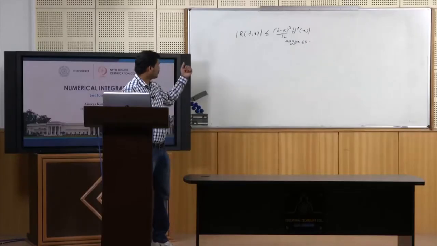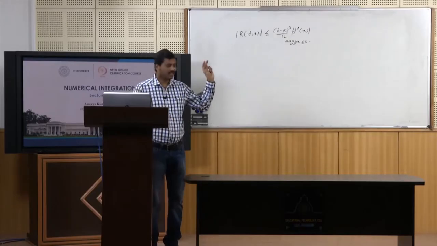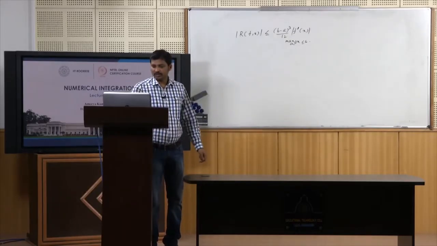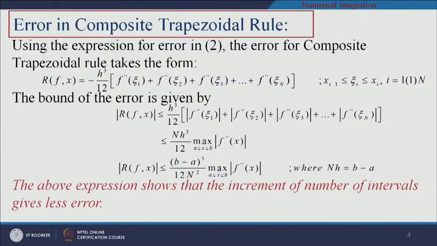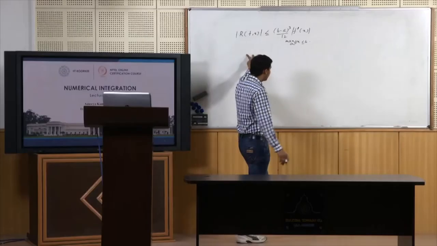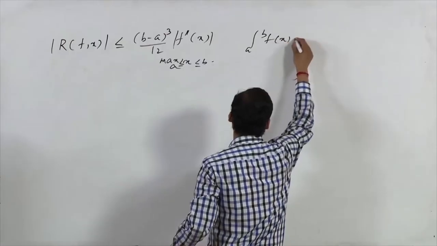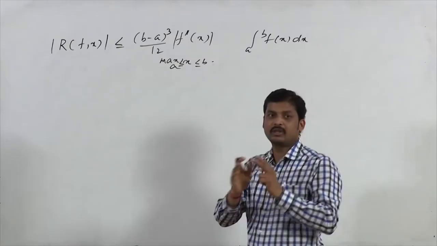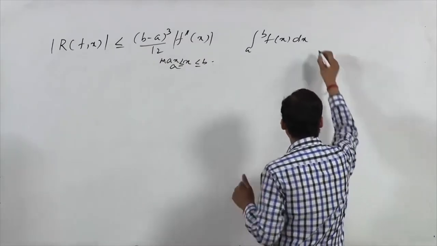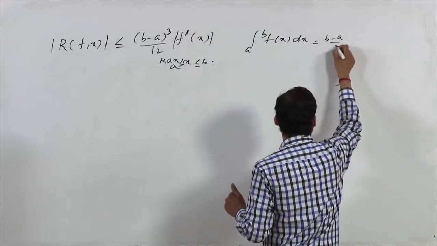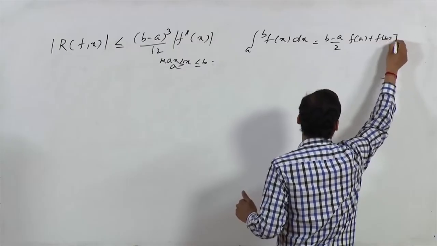We have considered this positive value since we have taken the absolute value on the left hand side. This expression is for a single formula. If we consider the integral from A to B of f of x dx, and h is the only one interval we are using, then we use the formula B minus A by 2 times f of A plus f of B.